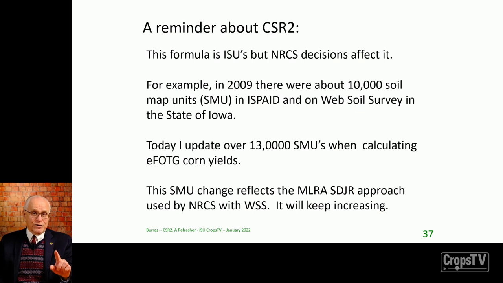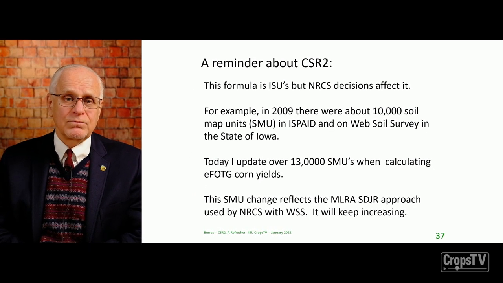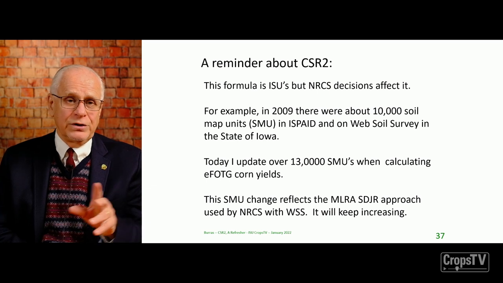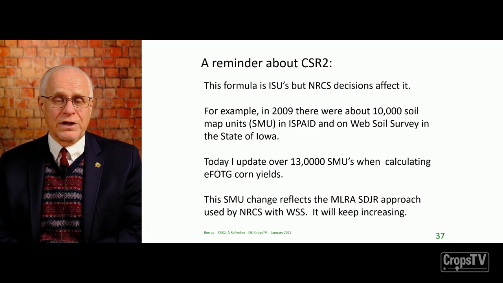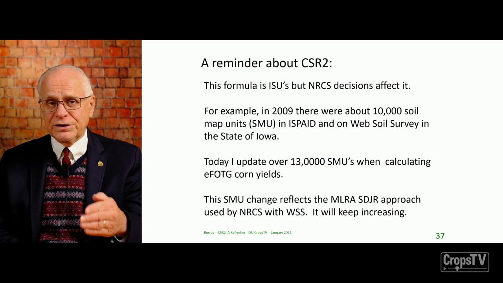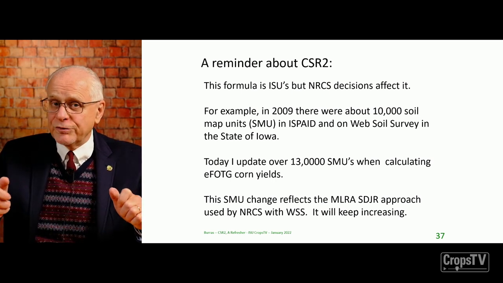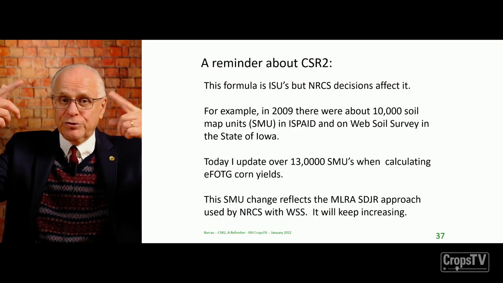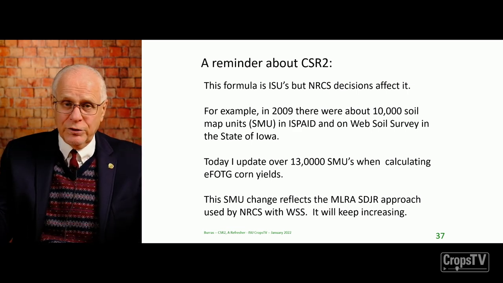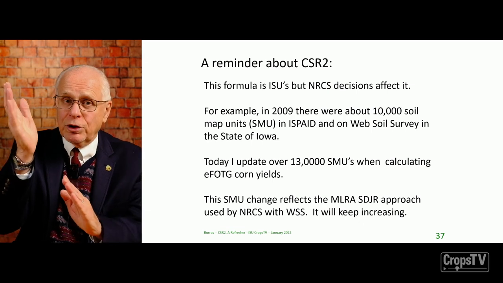But even though it's an ISU number, NRCS decisions affect it. To say a little bit differently, there were 10,000 soil map units in Iowa in 2009. Today, well, actually a couple months ago when I updated CSR2 for NRCS and their yields for the NRCS's field technical guides, NRCS now recognizes 13,000 soil map units. With Web Soil Survey, there are constant updates NRCS is doing. I don't have any influence on them, but when they do that, they modify what a soil map unit is.